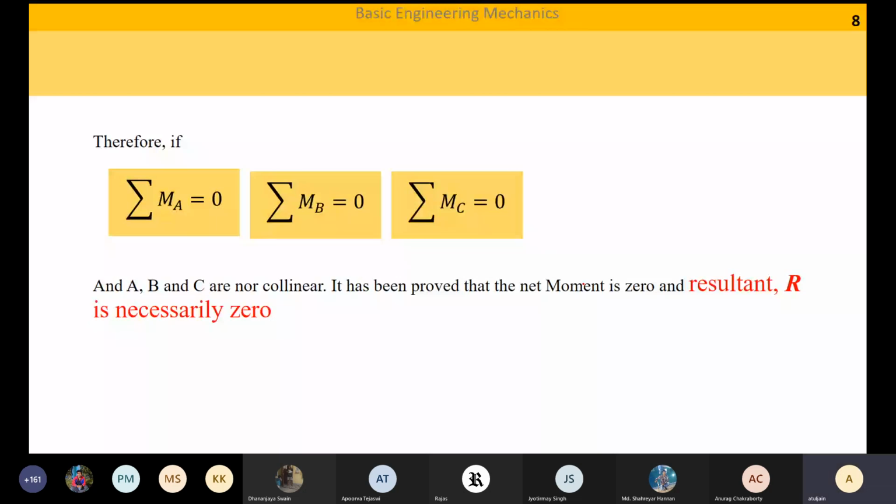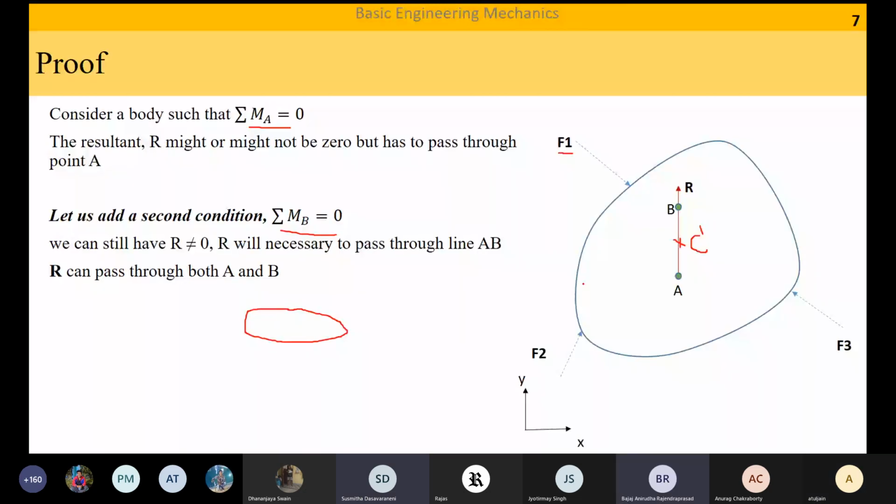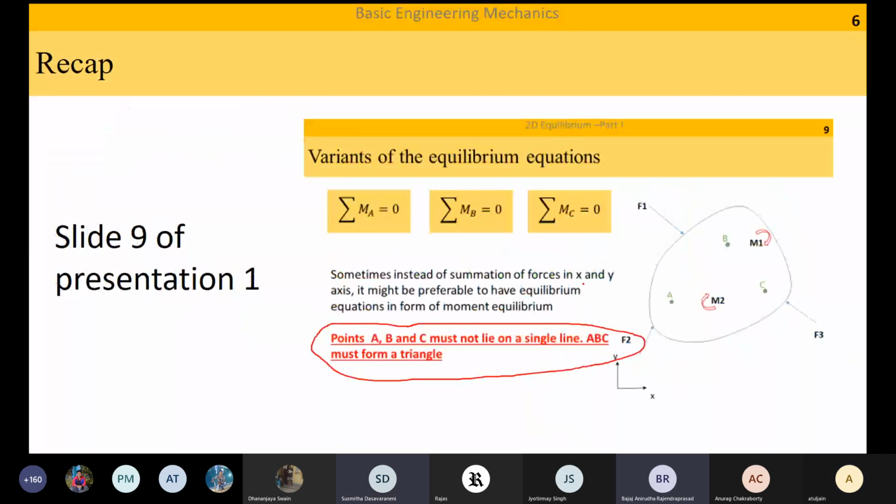Okay? Yes, sir. Clear. Yes, sir. Sir, can you explain once again? You want me to repeat this again? Yes, sir, the proof. Starting from here, is it? Yes, sir, the proof, sir.